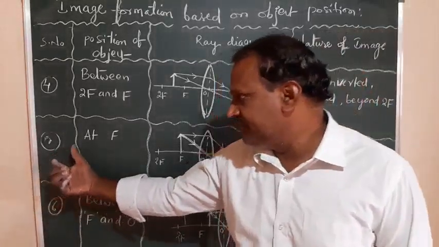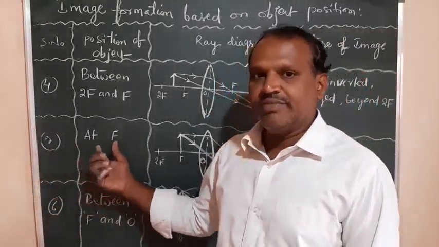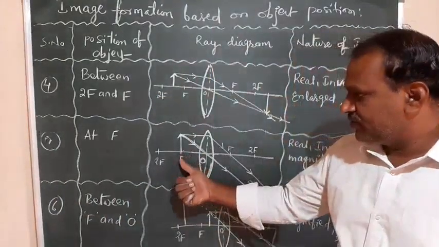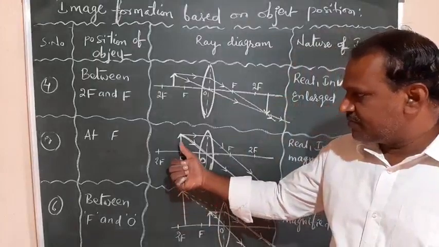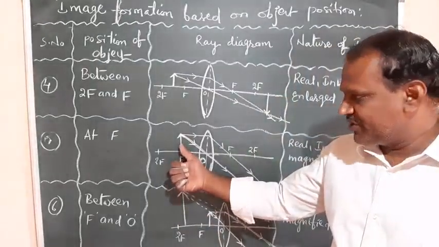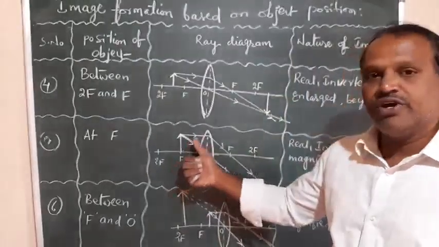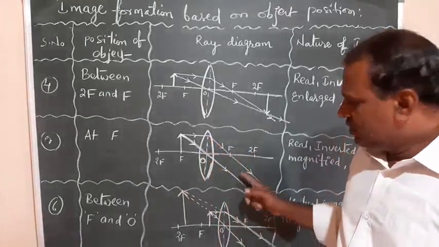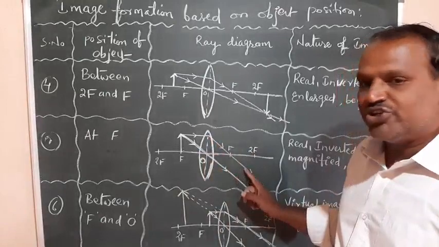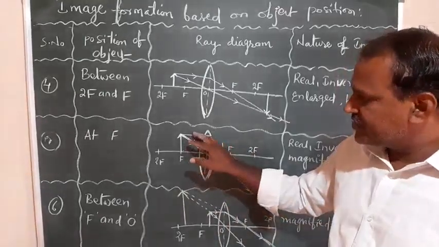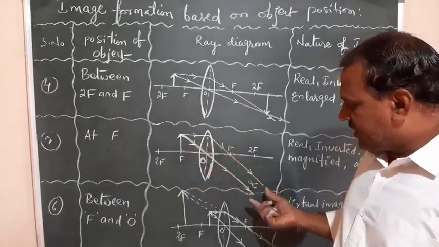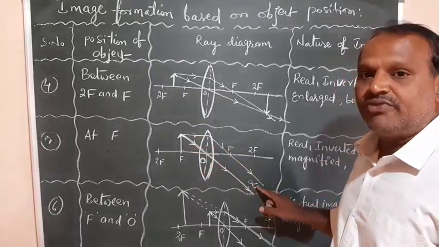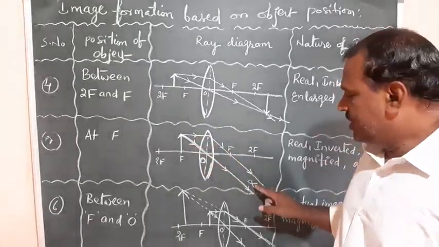The fifth case is the object at focus. That means we are keeping the object at the focus of the lens. Here you can see, this is the focus f. At that focus we are placing an object. For this object, where can you get the image? The image is formed at infinity. These lines are parallel to each other. After refraction, the rays move parallel to each other, so the image forms at infinity.